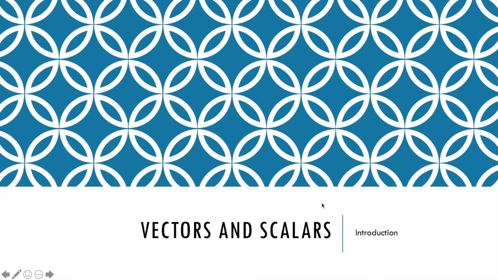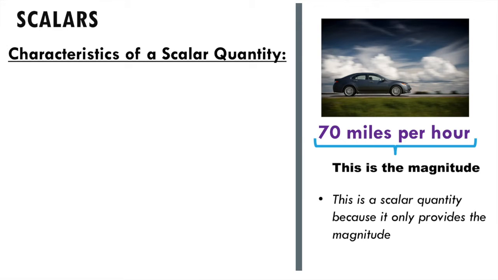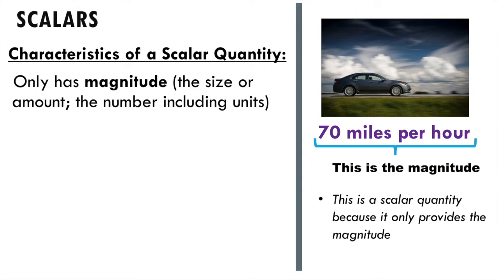Hey y'all, in this video we are going to go over the vector and scalar notes. So starting off with a scalar. A scalar quantity is a quantity that just has a magnitude. When I say the word magnitude, I'm talking about the size or the amount of it, the number value. And this will also include the units that go with it.